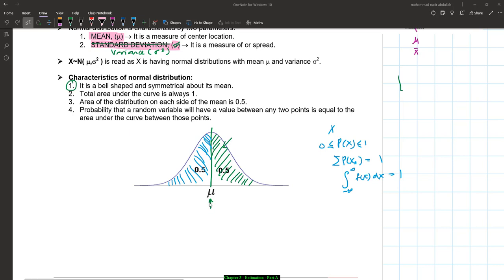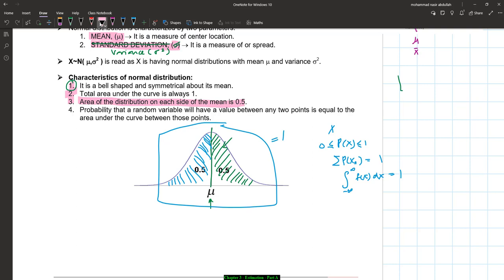So the normal distribution is a continuous random variable. So the total area should be equal to 1. Then we can say that the total area on the right-hand side is 0.5. The total area on the left-hand side is also 0.5. Right? Okay? So the area of the distribution on each side is 0.5 lah. Okay, this one kita cover dah.